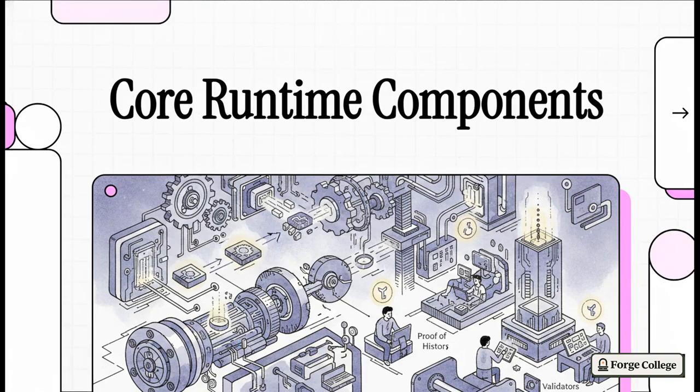All right, welcome. Today we're jumping right into the engine room of Solana. We're going to talk about its core runtime components and the super important roles that validators play. So, let's get right to it.